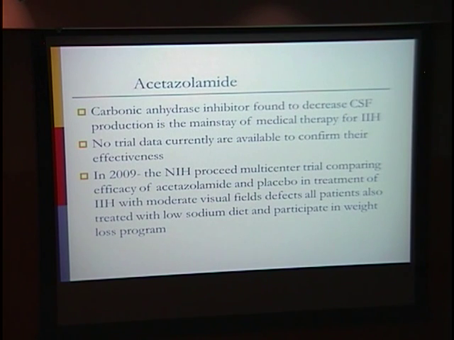Now, in the States, the NIH conducted a multi-center trial comparing the efficacy of acetazolamide and placebo in the treatment of IIH with moderate visual field defect. All patients were also treated with a low sodium diet and participated in a weight loss program. And we will wait for the result of this trial, because till today, acetazolamide is what they call the over-the-counter medication for pseudotumor.